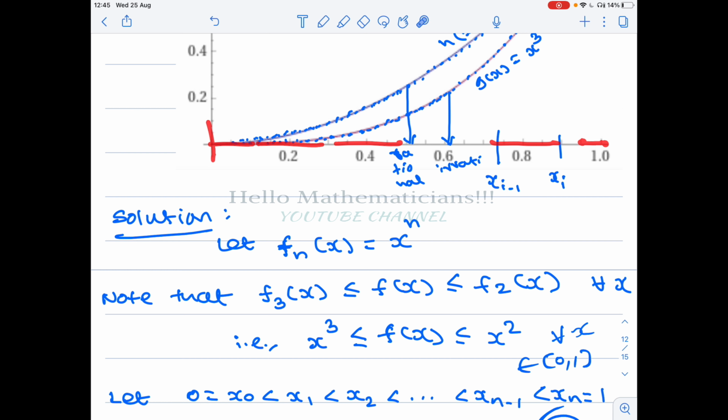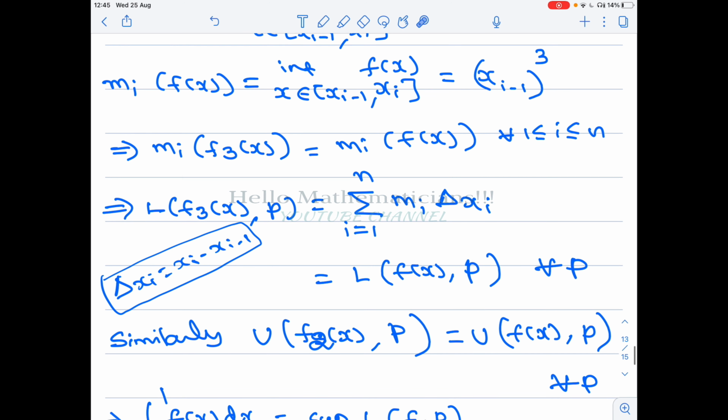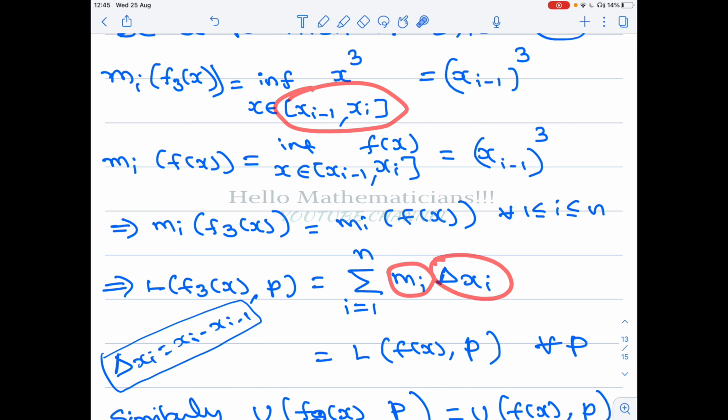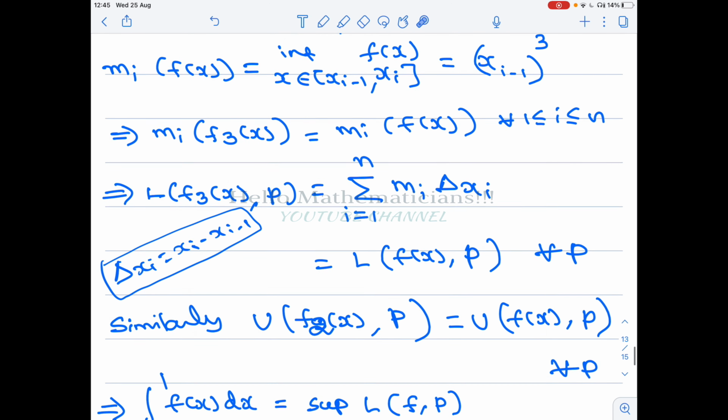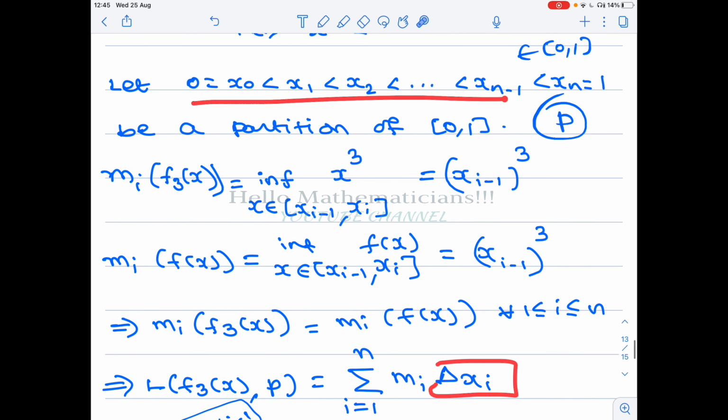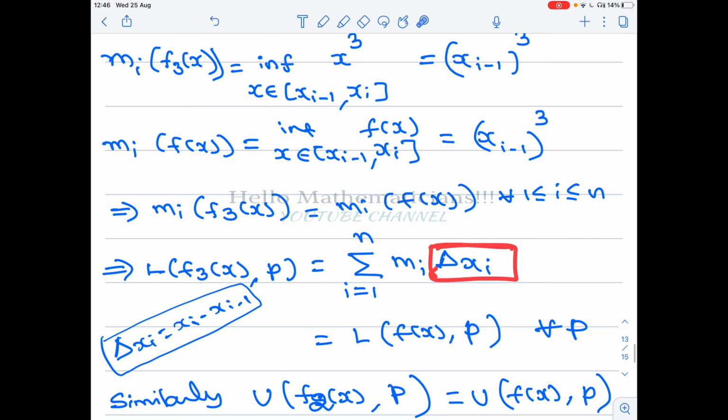In each of these parts I have to look at the infimum of the function f of x and multiply it by the length of this interval, then finally sum it, and that is a value. So mi is the minimum of the function in the interval xi minus 1 to xi, and delta xi is the length of this interval. Once you fix the partition, these delta xi's are some constant numbers.